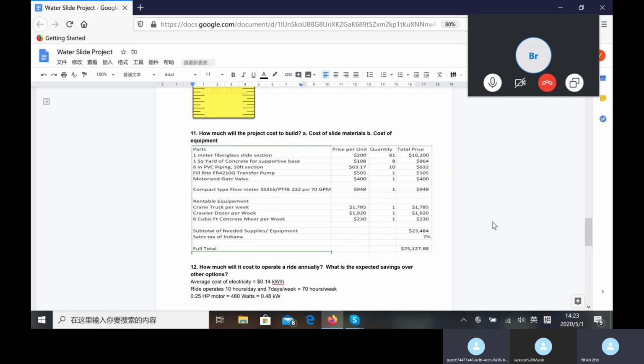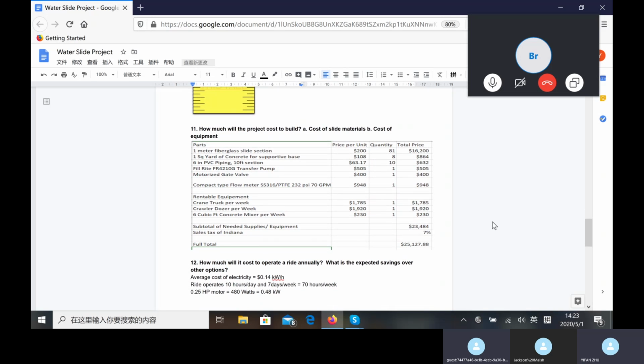Going down into number 11, this goes over the cost of all the equipment, the slide materials, and how much the project is going to cost. The main part of this cost is the material cost since we're using fiberglass. That was a huge expense, and it totaled out to around 25,000 for the full project cost.